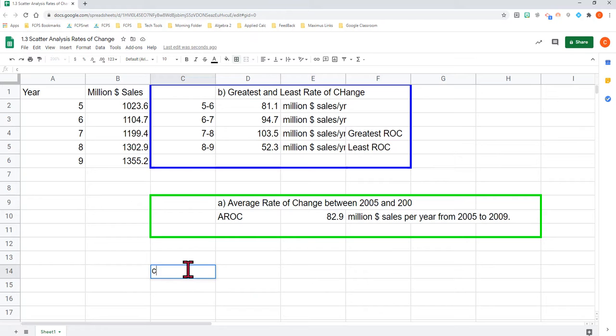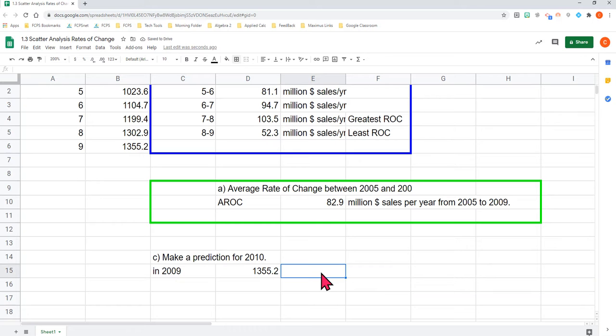Now I have part C. Make a prediction for 2010. Okay. In 2009, there were equals this much right here. I'm going to press enter. Okay. Now, I can do a couple things here to make my prediction. All right. I'm going to say average rate of change equals, okay, what was the average rate of change? It's this number right here.